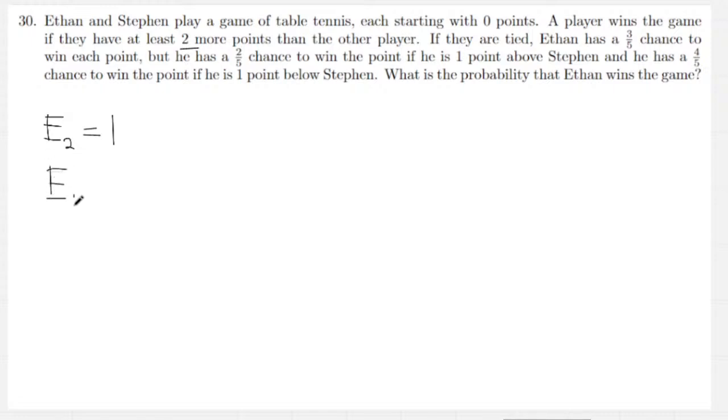If he only starts with 1 point above, what does that mean? On the next turn, let's say he wins. He has a 4/5 chance to win, sorry, not 4/5. He has a 2/5 chance to win the point because he's 1 point above. And if he wins, then he'll go to E2, right? Because then he'll have 2 more points. But if he loses, he'll then go to E0. The game will be tied.